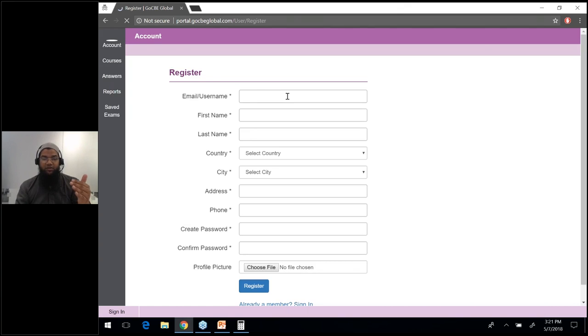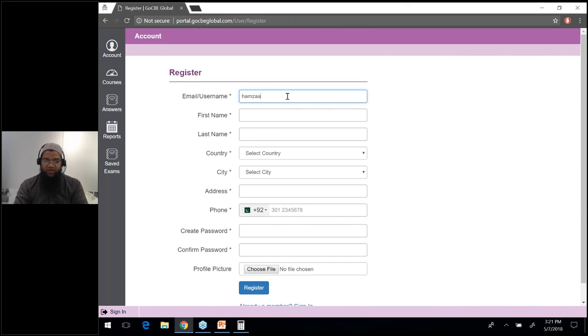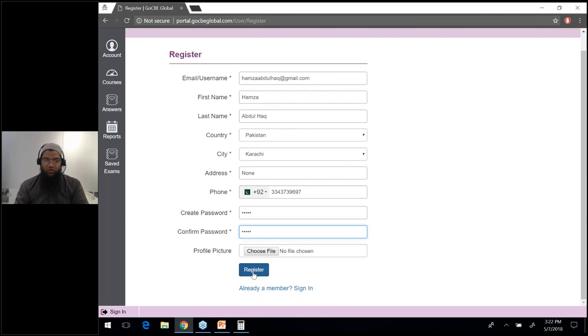So now this is a registration page, and I am using my email address, my first name, my last name, my country, my city. No need to write the address and my contact number. You can also save the contact number if you want to contact me on WhatsApp. It's +92 334 373 9697. So you people can save the contact number and contact me on WhatsApp. So I've filled the form and I've clicked on the register button.